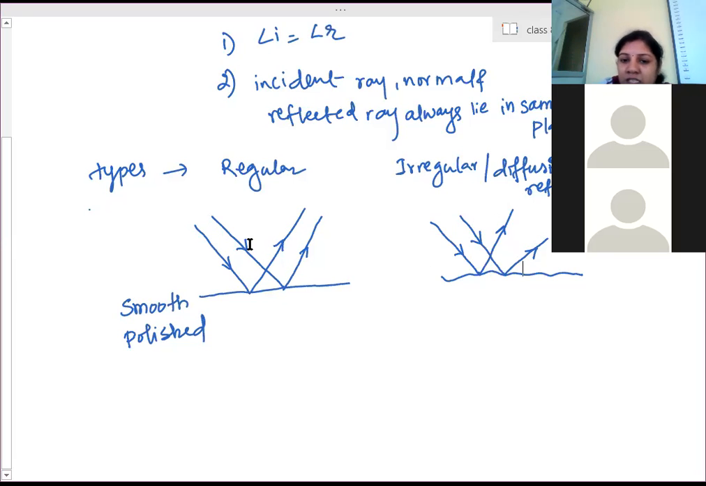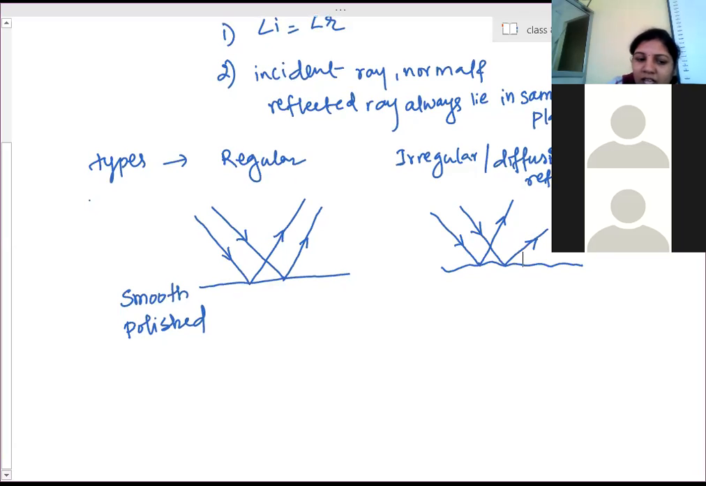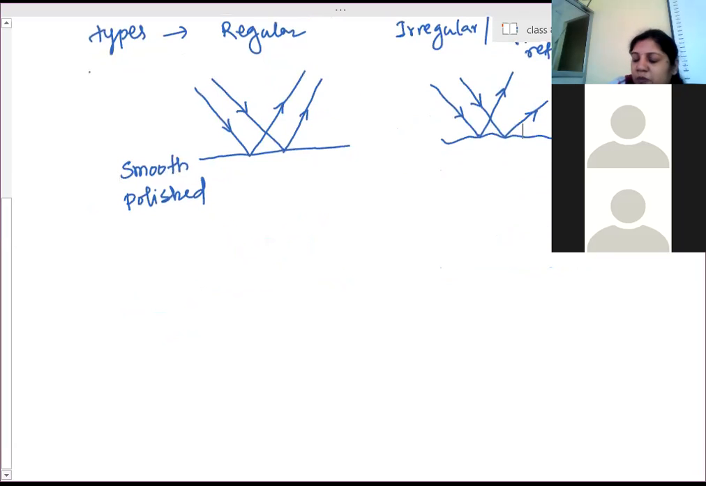Okay, ma'am. Remember again, I am telling you: parallel incident rays, when they strike the surface, if after reflection they also remain parallel, then the type of reflection is regular. The incident rays should be parallel, and the reflected rays also should be parallel to each other.